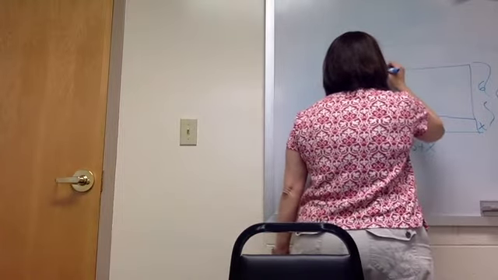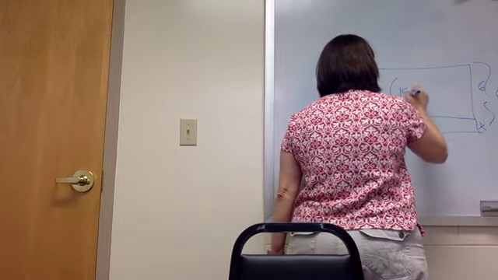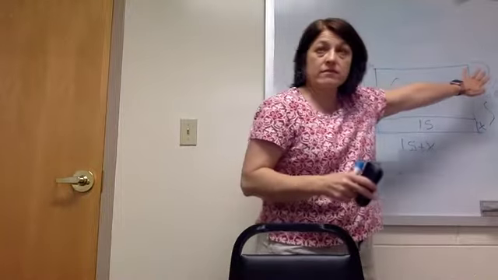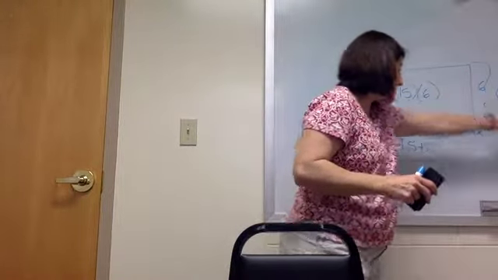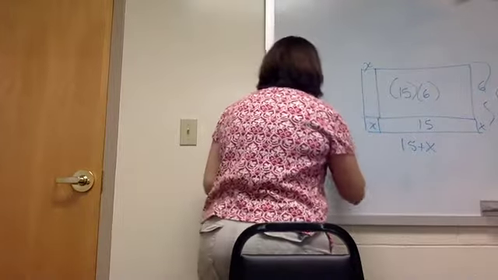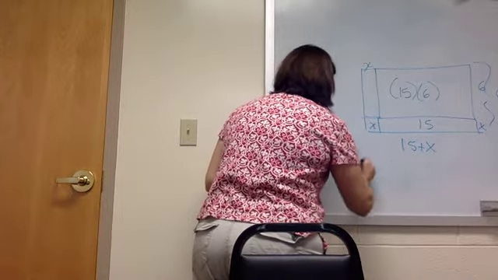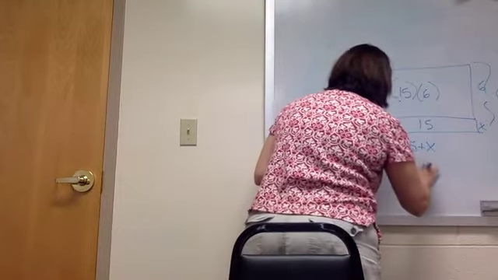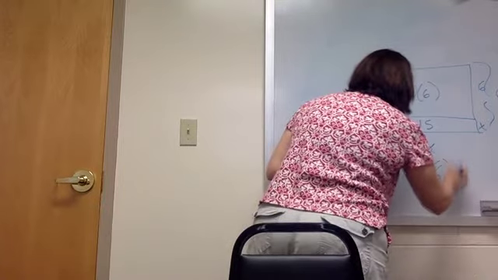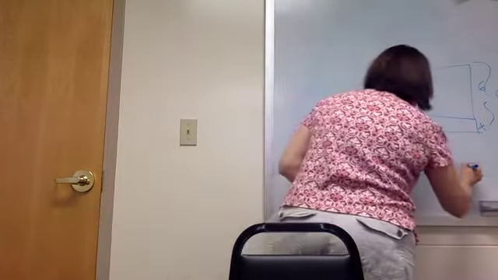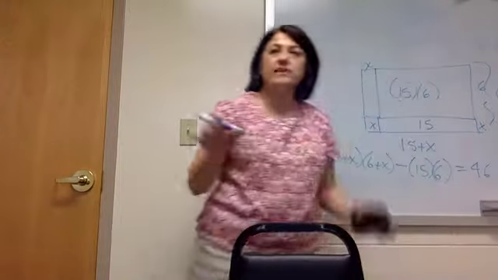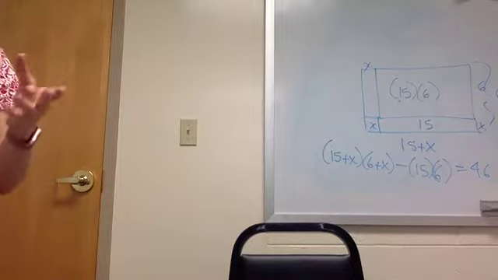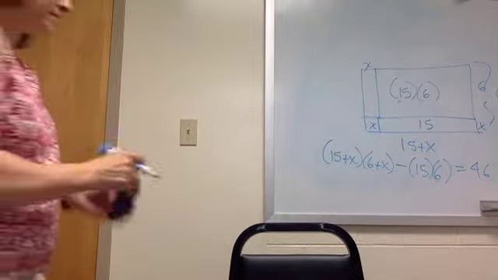So what's the area of the garden itself? 15 times 6. And the area of this whole big thing is 6 plus x times 15 plus x. Then subtract the garden out: 15 times 6. That has to equal what? 46. That's how much stone we have. Okay, so now what do we do? Well, we got to FOIL and simplify.